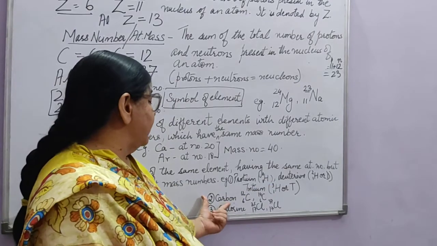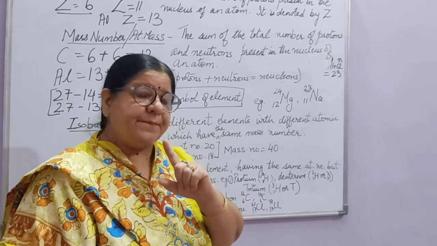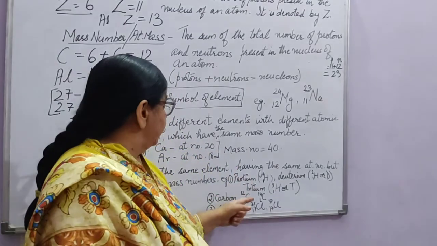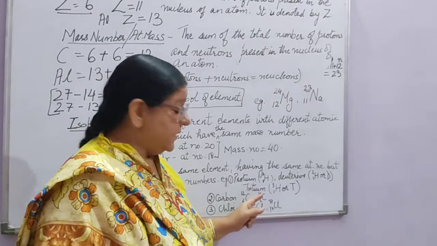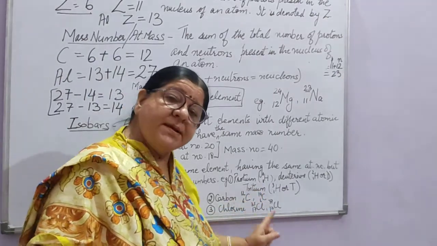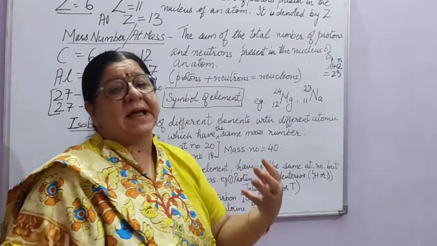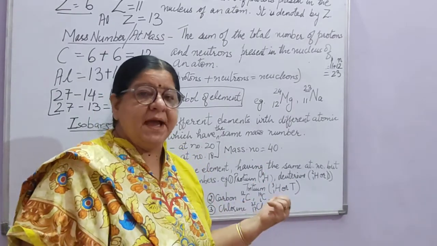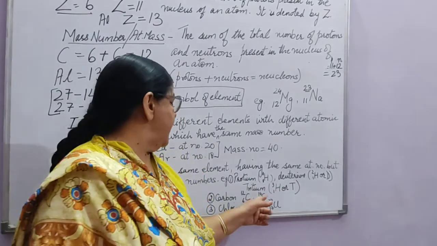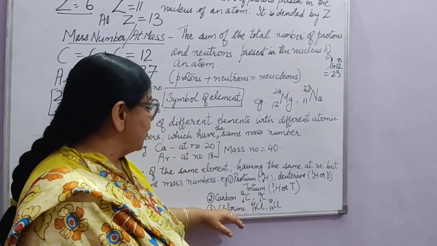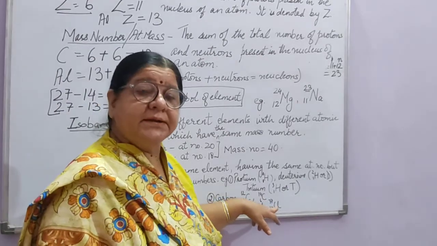Next example we can take of carbon. Carbon also has two different types of atoms. We call it carbon 12 or carbon 14, with atomic number 6. The atomic number will remain the same, 6. But the mass number of different atoms can be different. Some may have atomic mass 12, and some atoms can have atomic mass 14. Same way chlorine: chlorine 35 and chlorine 37.